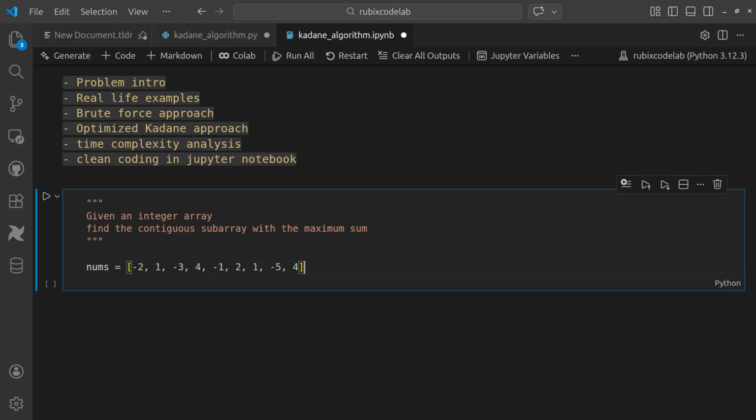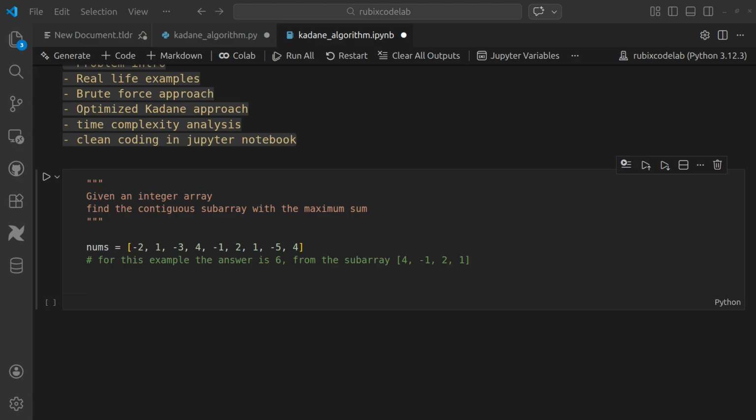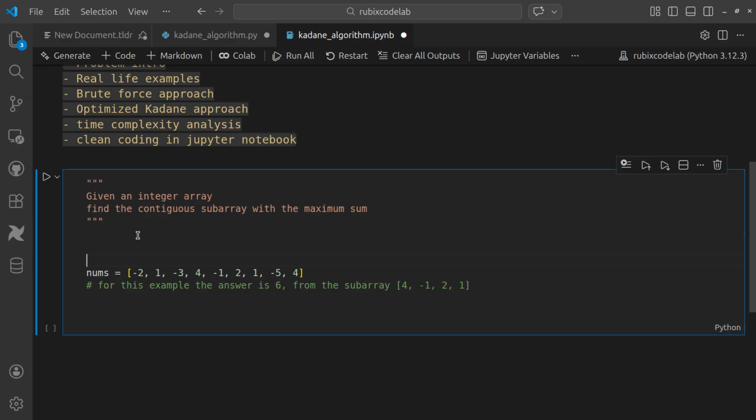So we are given an integer array and we need to find a contiguous subarray, meaning elements next to each other, that gives the maximum sum. Well, if you pause this video and try to find the maximum subarray, you can come out with an answer 6, and the subarray would be 4, -1, 2, and 1. But let's understand in a different way. Let me rewrite this question.